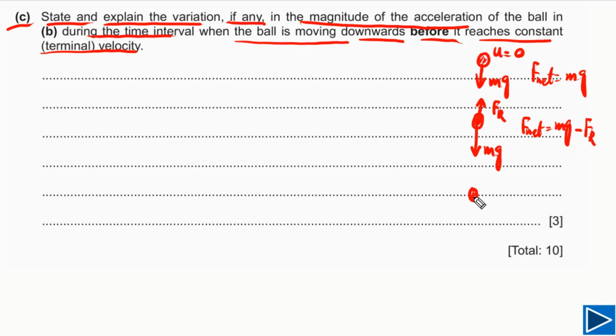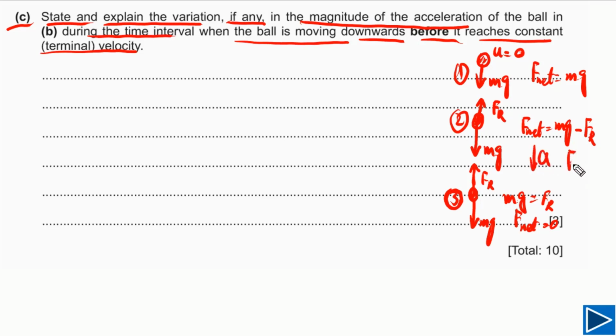If we go to the final point, when the ball has reached terminal velocity, you will see that the forces are balanced, or we can simply say at this point mg is equal to Fr and the resultant force at this point will be 0. Now if we go from point 1 to the second point and then to the third point, you can simply see that the resultant force is decreasing. Resultant force is decreasing, which simply means that acceleration is also decreasing.